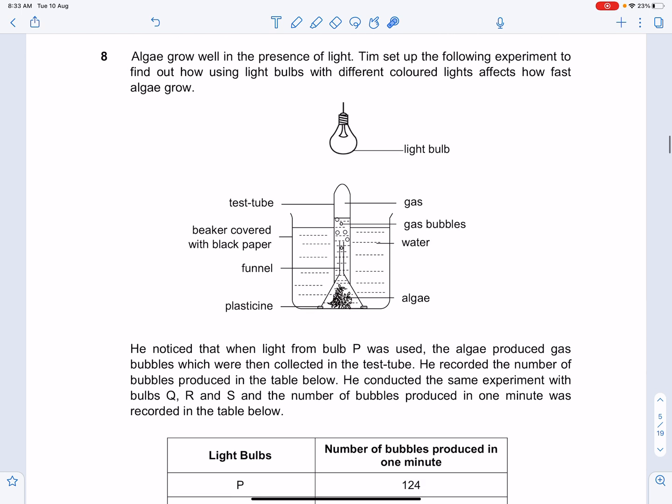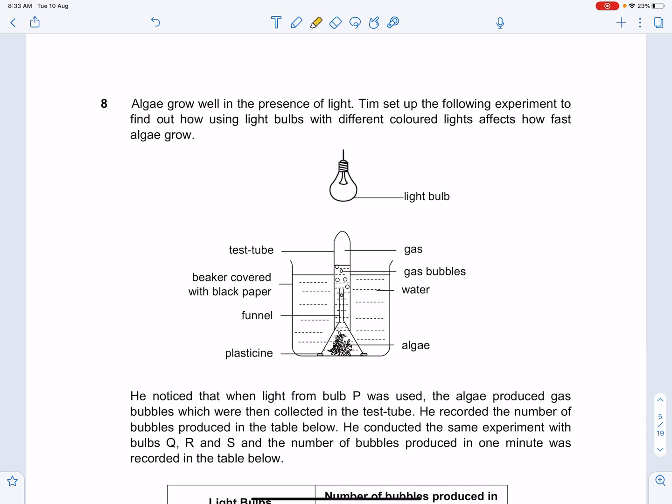Moving on to 8. Algae grow well in the presence of light. The first thing I noticed is that algae is a type of plant, and it grows well in the presence of light because of photosynthesis. Continuing, a team set up the following experiment to find out how using light bulbs with different colored lights affects how fast algae grow. This signals to me that it's an experimental question. I always label my changed variable and my measured variable.